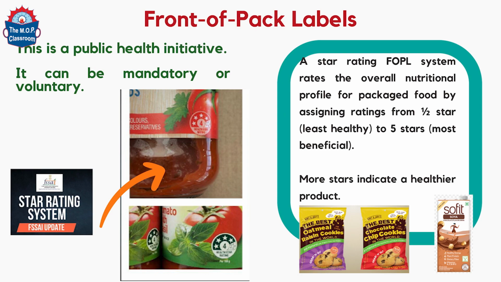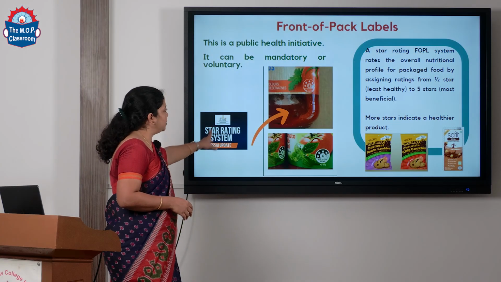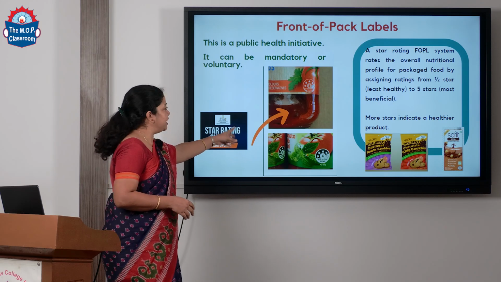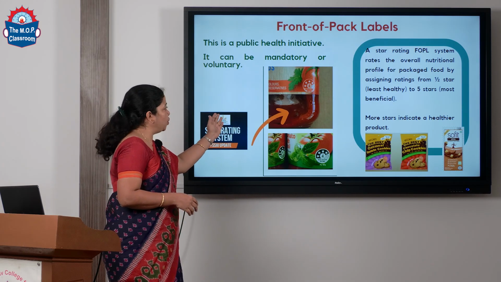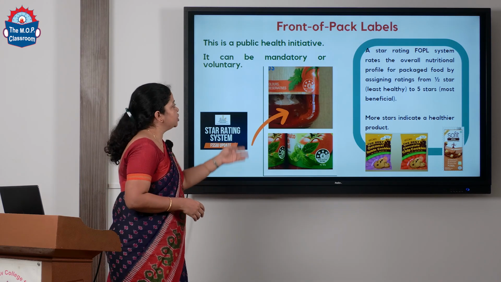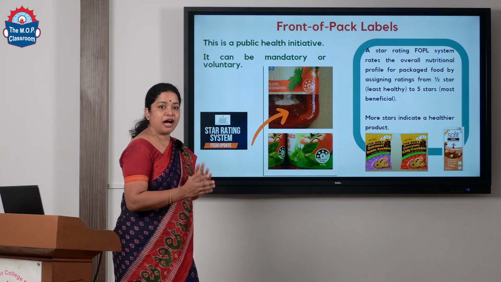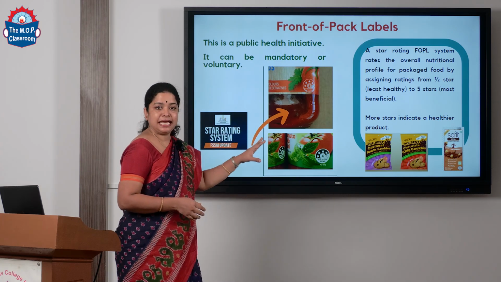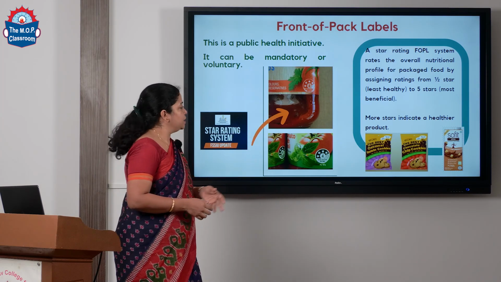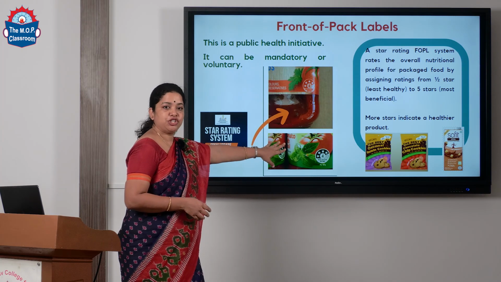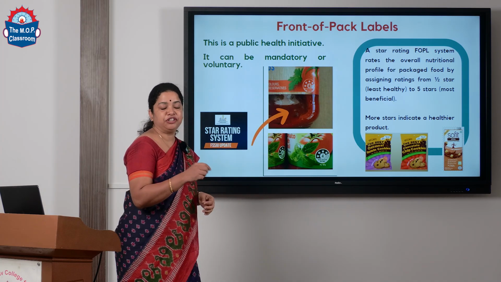Different countries have their own systems of adoption, but in India they are currently in talks with the food industry to make it a mandatory practice, but it has its own hiccups. As you can see, for the star rating system as per the FSSAI, you can see the ketchup and jam bottles with the star rating there as well. The more the stars, the healthier the product is. As per a star rating FOPL system, the overall nutritional profile of food packages is rated on a scale from half a star, which is the least healthy, to 5 stars, which is the most beneficial. Other products are shown in the picture as well, which give you the front of pack labeling.